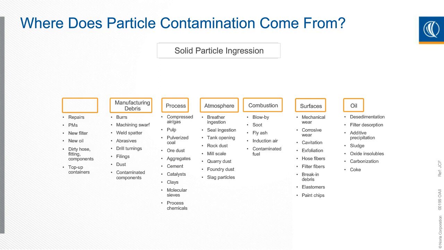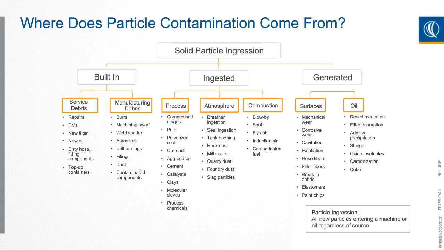So solid particle ingression can come from all kinds of sources, as you can see here. It can be built in, such as service debris, manufacturing debris. It can become ingressed, or it can be also generated. Generated would be on the surface, let's say mechanical wear, corrosive wear, cavitation, or the oil itself can cause, or can be the introduction of a contaminant. But when we're talking about solid contamination, often we're really talking about what is getting ingressed. When I say ingressed, that's something coming from the environment or the process or some kind of combustion blow-by zone.